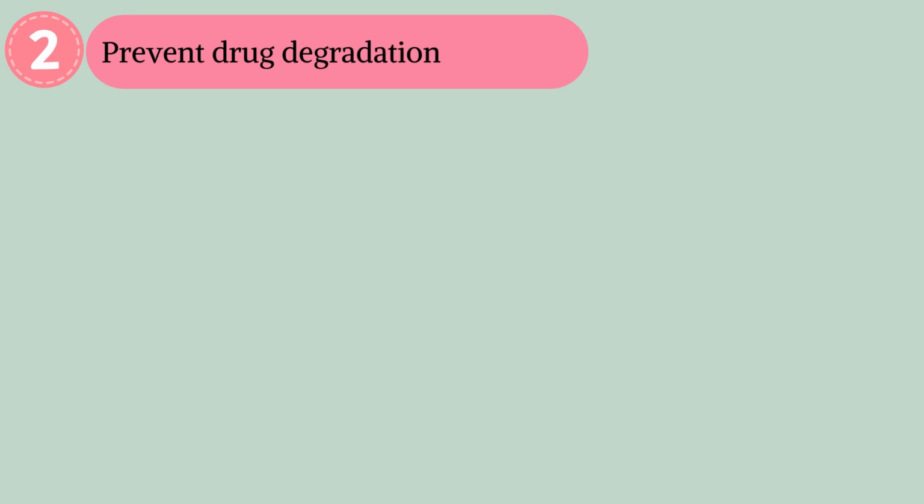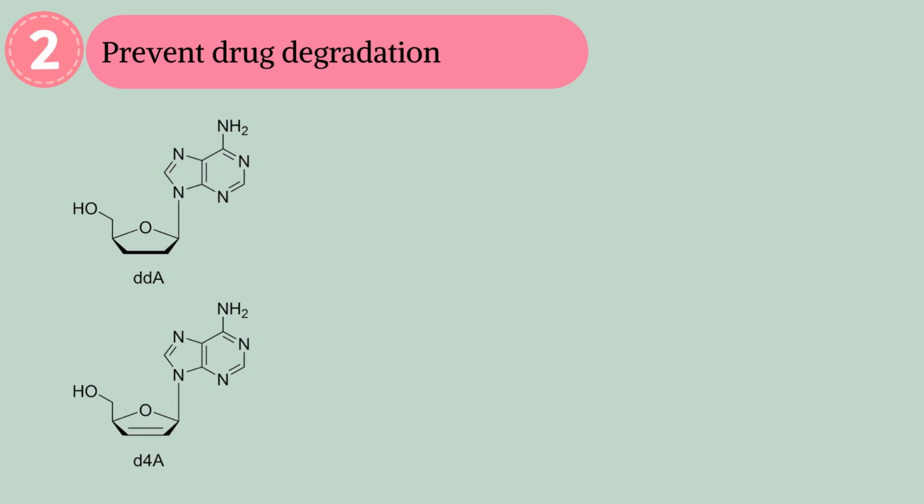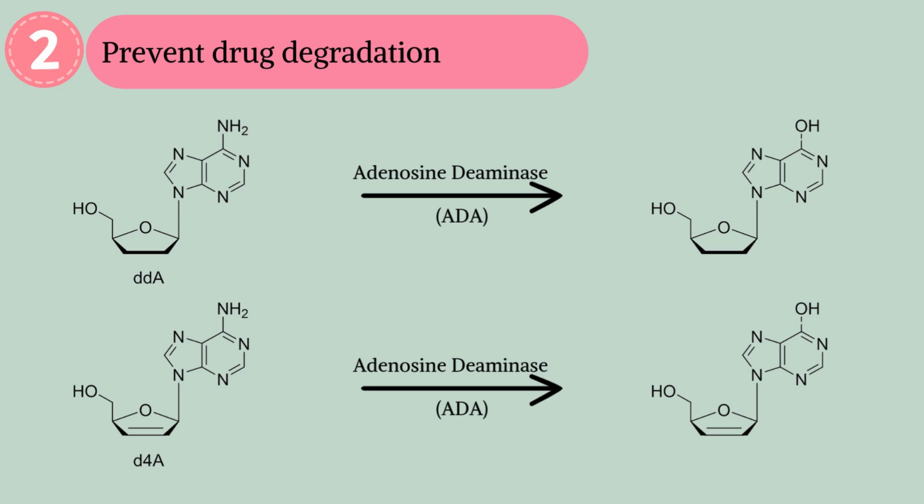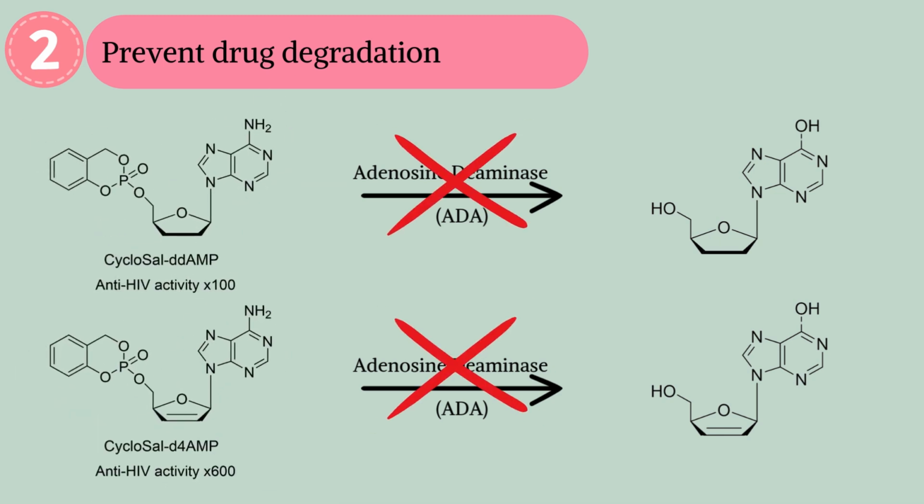CycloSal prodrugs also prevent drug degradation by protecting nucleoside mimetics from enzymatic breakdown during the nucleoside stage. For example, d4A and ddA anti-HIV agents are prone to deamination by adenosine deaminase. CycloSal protects these drugs until they reach their target site, which was proven by the increased anti-HIV activity.